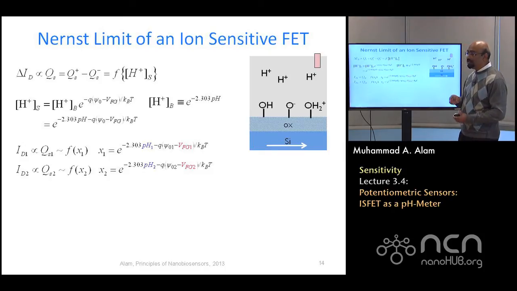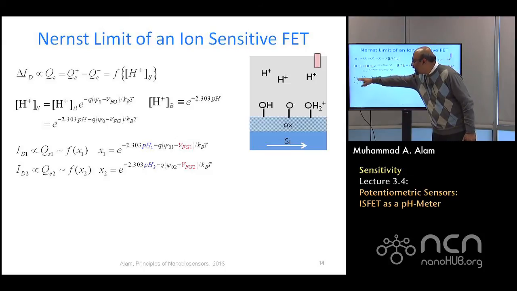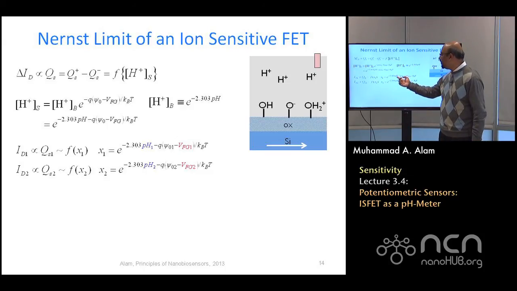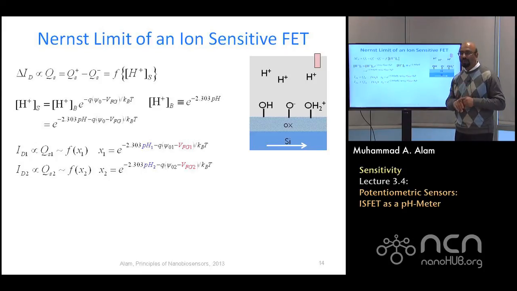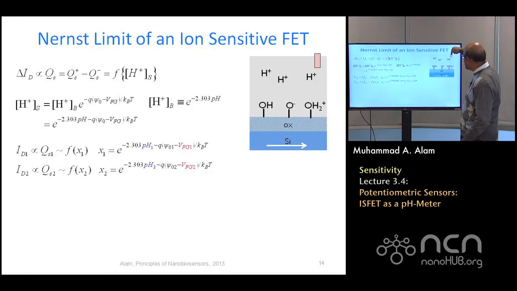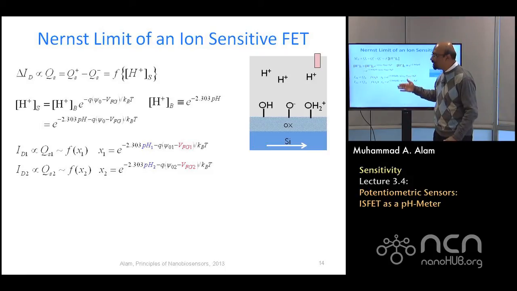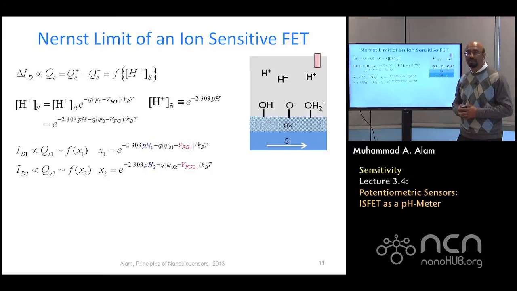Now, let's consider two different cases. Let's say you have increased the pH of a solution. As a result, for pH1 there will be a current ID1, and for pH2 there would be a current ID2. Let's say you have two different currents. The question one should be asking is how should you change the fluid gate voltage so that these two currents become equal to each other? Because then you would know actually how much pH change had actually occurred.